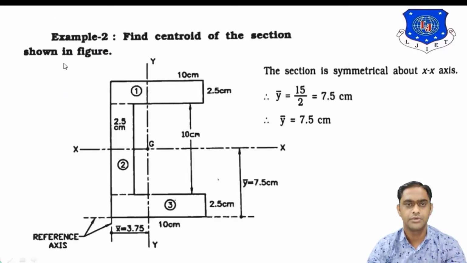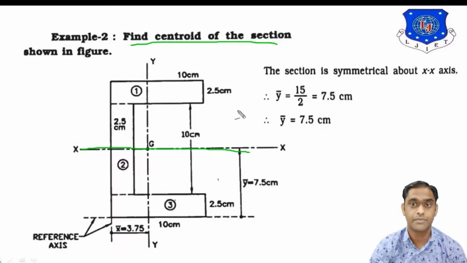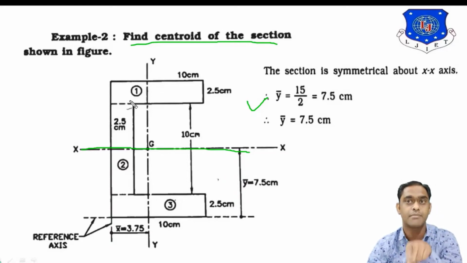With this, you can see this is the C section. Find the centroid of the section shown in figure. Now, this section is symmetrical about the x-axis. You know, in the first numerical, the section is symmetrical about y-axis. In this numerical, the section is symmetrical about x-axis. So, what happens? Y bar will be directly available. Now, what is y bar? It is the total height by 2.